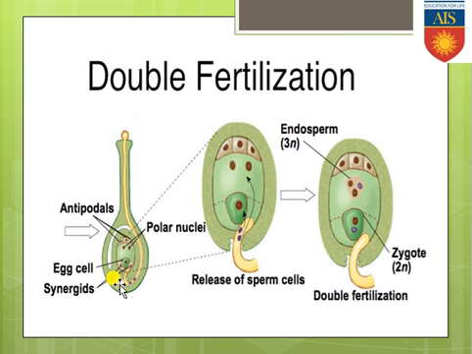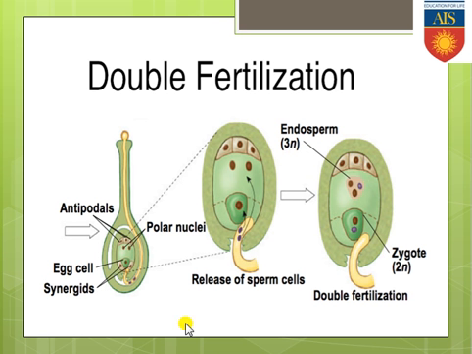In the next slide you can see properly the figure of the double fertilization. This is the egg cell surrounded on both sides by a synergid. When the pollen tube enters, first the male gamete is fertilizing the egg and forming the zygote, and the second male gamete, you can see, is fertilizing with the two polar nuclei, forming the triploid endosperm nucleus or primary endosperm nucleus, that is triploid. So zygote is 2n and endosperm is 3n. So here the fertilization happens two times, that's why it is double fertilization.